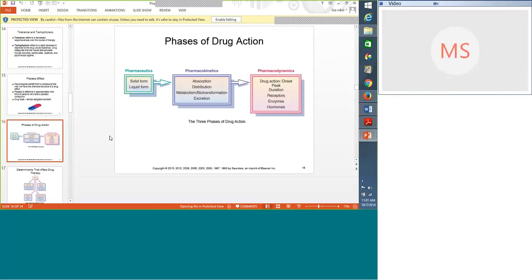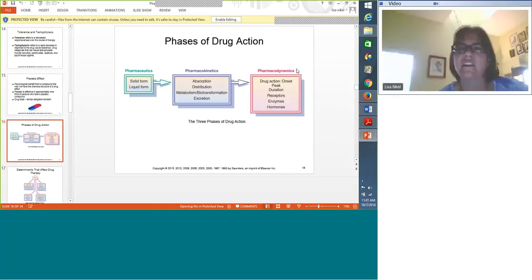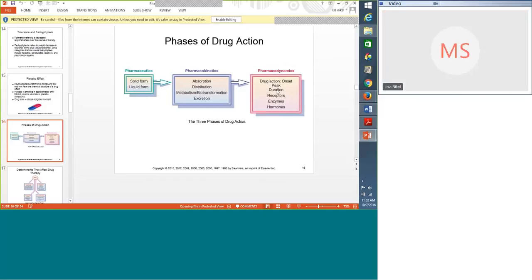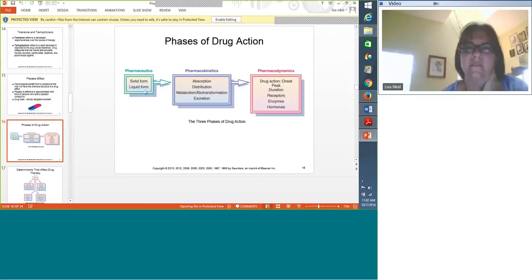So, phases of drug action. This is basically another visual representation of the slides that we reviewed. We have our pharmaceutics, our pharmacokinetics, and our pharmacodynamics. These all align to give us the phases of drug action. And again, variables that we talked about: what form is it in? We talked about the pharmacokinetic phases, and then we talked about the variables that affect the pharmacodynamics.